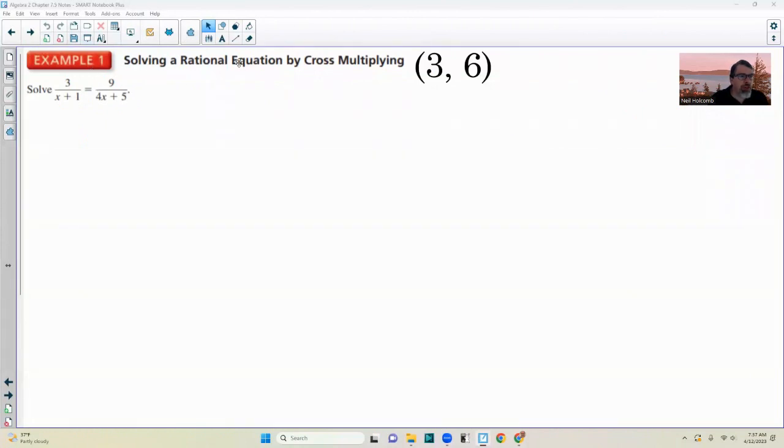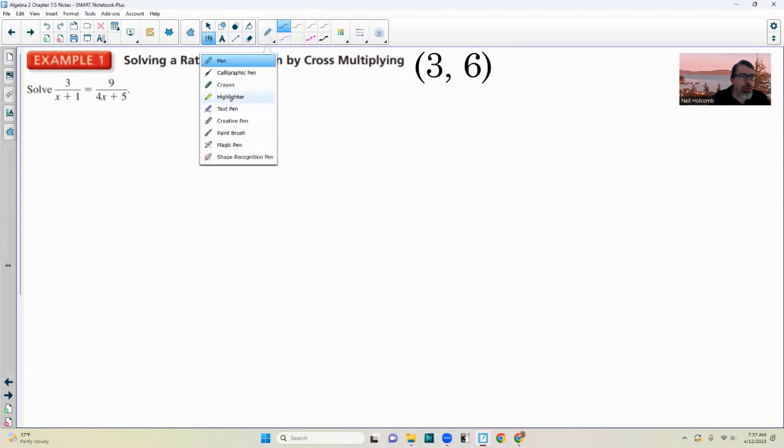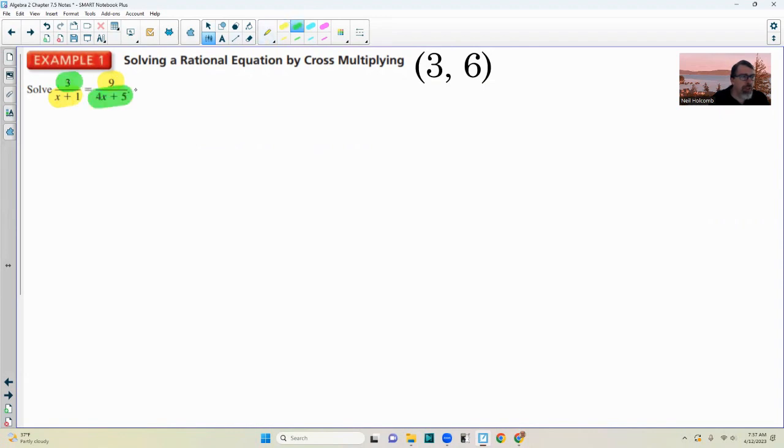Okay, so example 1 is solving a rational equation by cross multiplication. So what we're going to do here is multiply x plus 1 times 9 because there's this equal sign here, and 3 times 4x plus 5. And that's what we're going to do. So when I cross multiply, I'm going to get 9 times x plus 1 equals 3 times 4x plus 5. Okay, really simple cross multiplication.